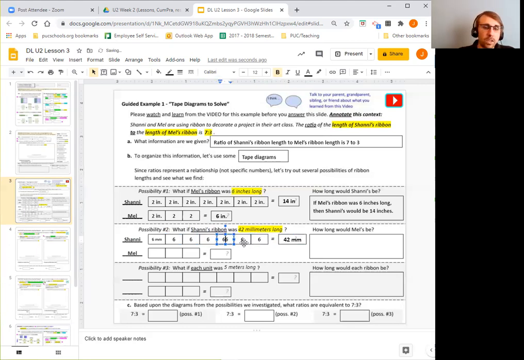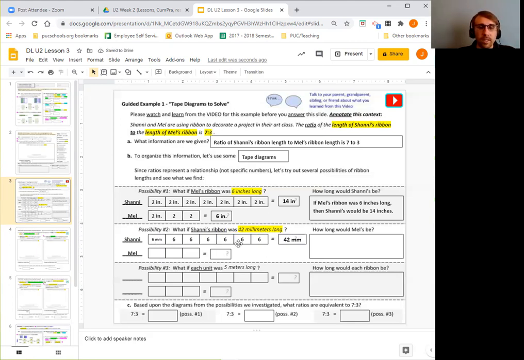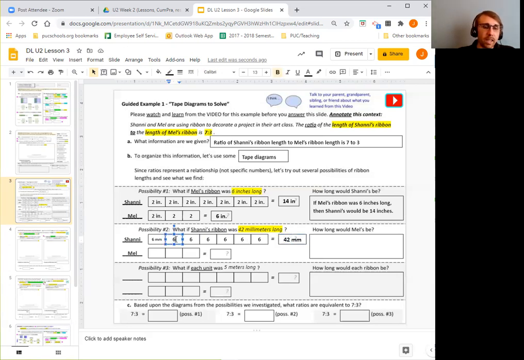Okay, and if you accidentally do what I just did, make sure you check your mistake and fix it. So we've got 7 sets of 6 to give us 42, and the boxes have to be equivalent, so this also has a 6. So 3 sets of 6 gives us 18 millimeters. So then that means that if Shani's ribbon was 42 millimeters long, then Mel's would be 18 millimeters.